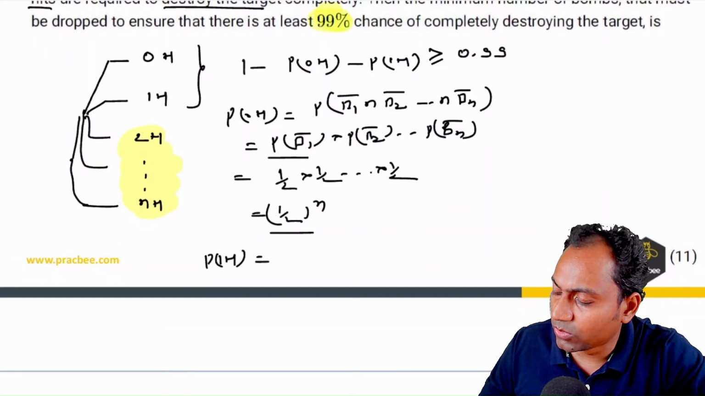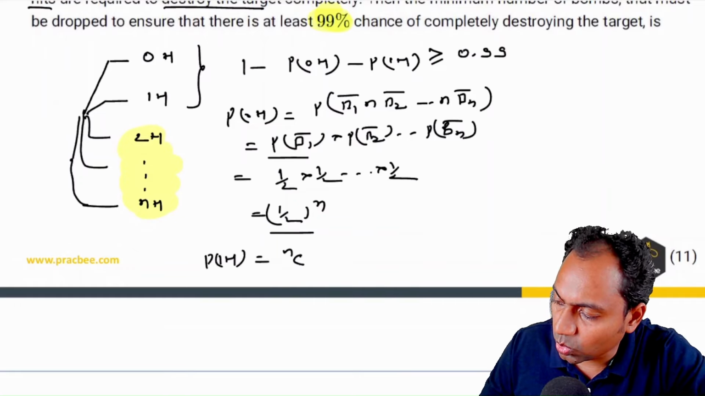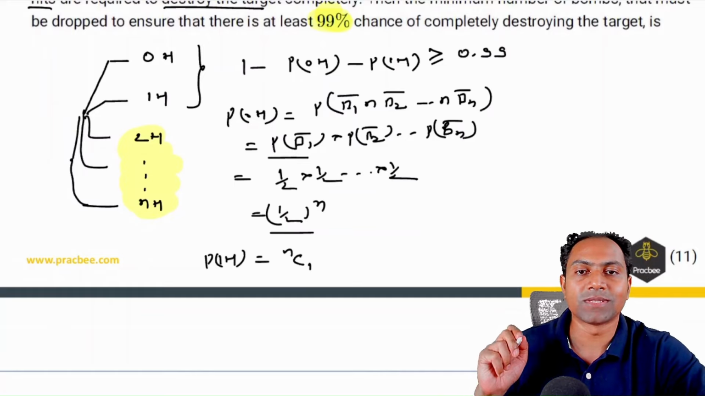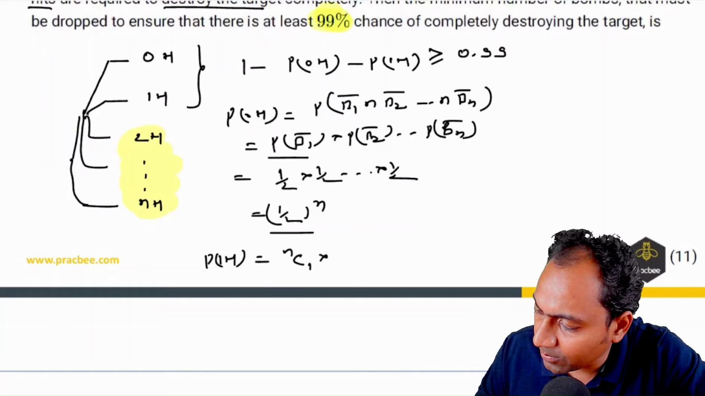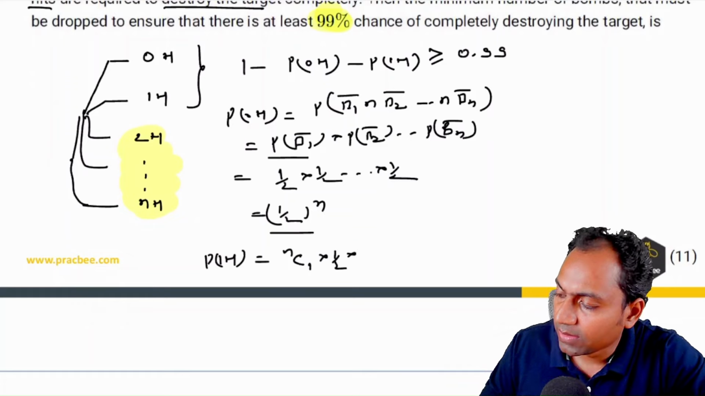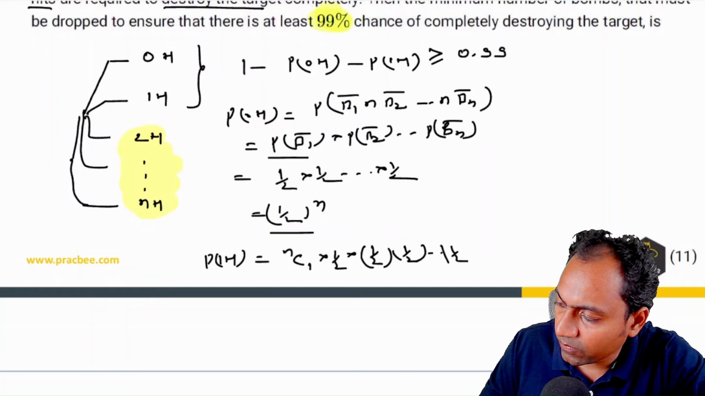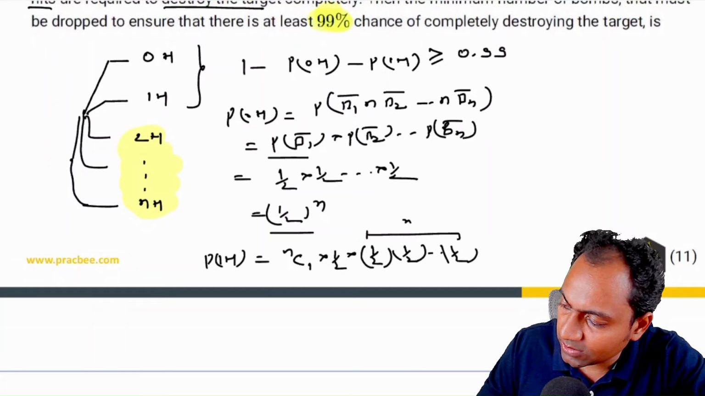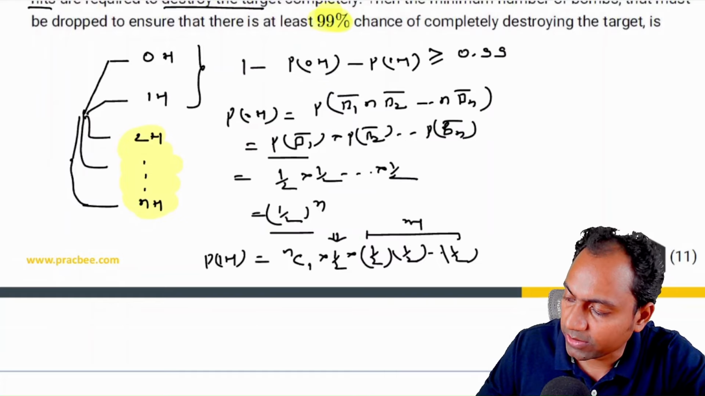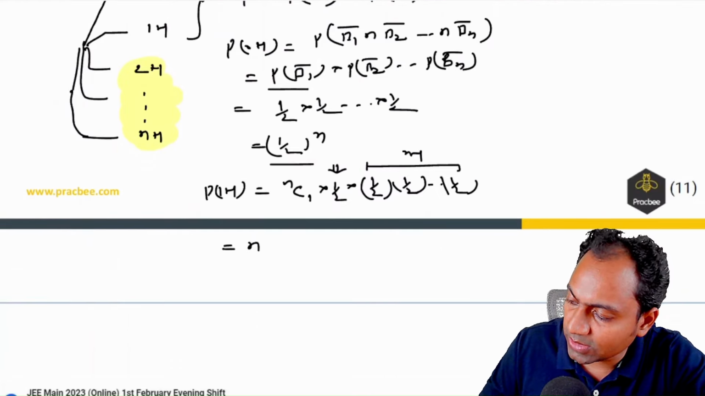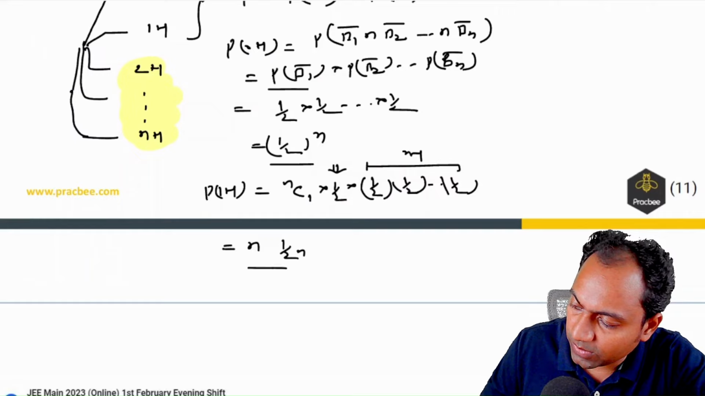So now what I will do is, out of n, I will choose one of the bombs that will get hit, and this will get hit with probability 1 by 2. Now the rest of them will not hit, with probability again 1 by 2 into 1 by 2, 1 by 2. Now this is happening n minus 1 times, since this bomb has already got hit. So the answer to this becomes n into 1 by 2 raised to the power n.